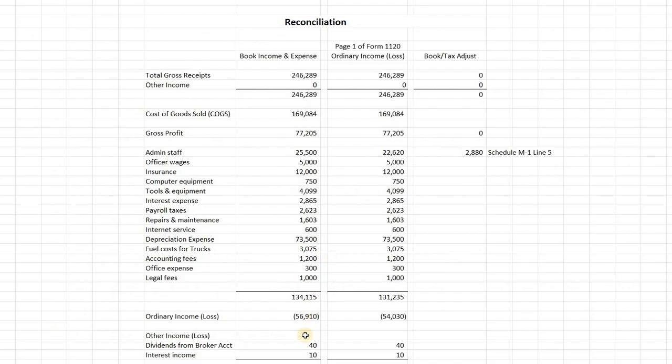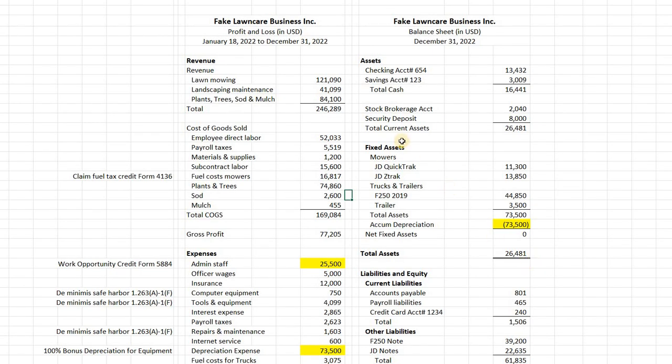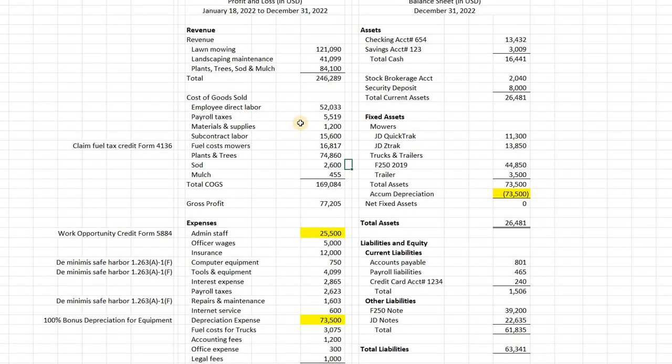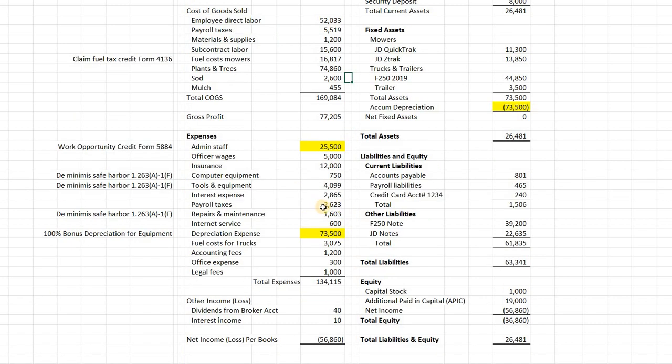All right, so if we look at the financial statements really quickly here, I want to go through these briefly, and then we'll start keying everything into the return. On the left-hand side, we've got the profit and loss, so revenue from sales, right? So sales and services provided to customers. Cost of goods sold, these aren't inventoried costs, but they're still cost of goods sold directly related to the services provided. So we've got things like the direct labor, materials and supplies, fuel costs, and so on. Expenses down here, right? Expenses running the business.